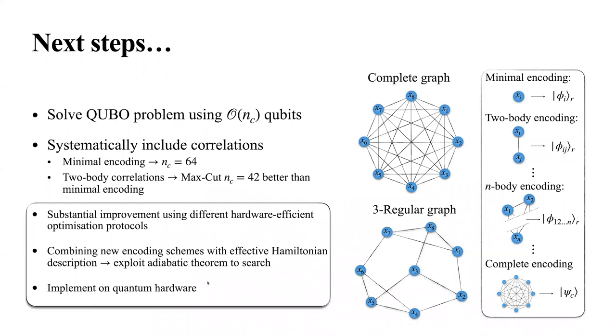The important points maybe are the next steps. The key point here is that when we were looking at these different encoding schemes, we couldn't write a Hamiltonian, so we had to use a hardware-efficient approach. So the next step for us is to look at whether there are hybrid approaches where we can use these efficient encodings, but still map them onto a Hamiltonian and use QAOA machinery and the like. And also, at some point, we want to implement this on quantum hardware. This is our next step. And on that, I thank you very much for your attention.